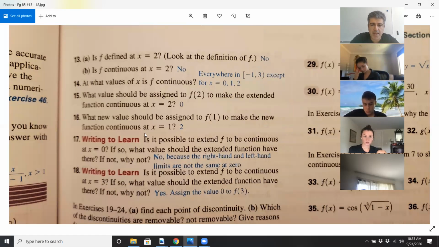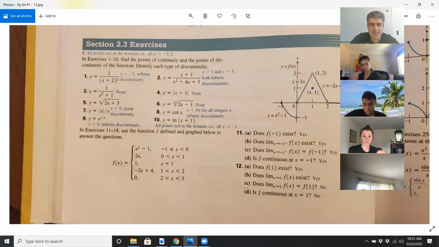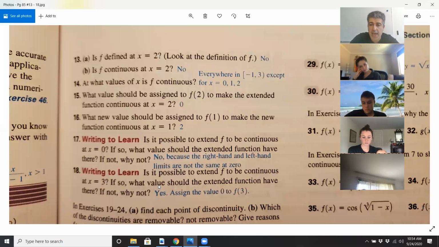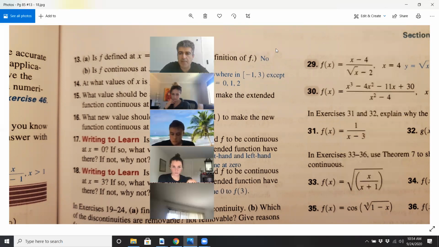Is it possible to extend f to be continuous at x equals 0? No, because unfortunately, the left and right-hand limits do not equal each other. If they do, the limit does exist, and you can make it continuous. Just make sure this point fills in the gap. But unfortunately, can't for 17. But for 18, you can just put a y value of 0 at x equals 3, and you're good. You could extend the function and make it continuous there. So hopefully that tackles questions for that part of the homework.